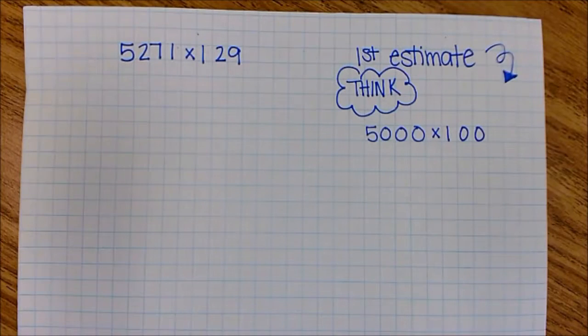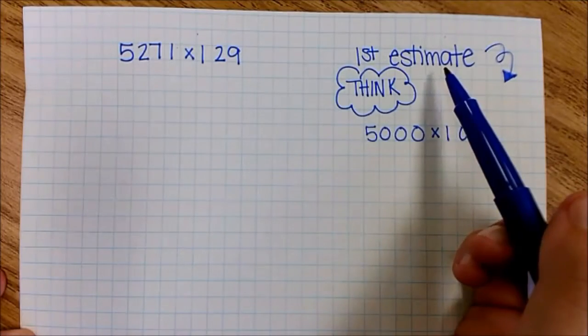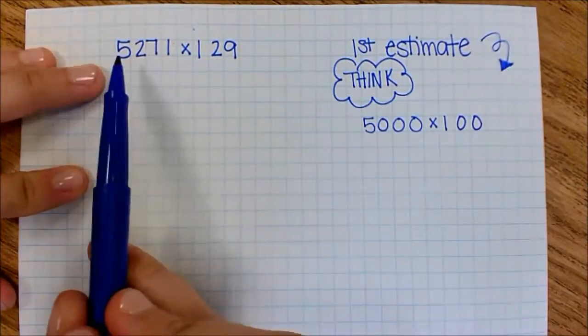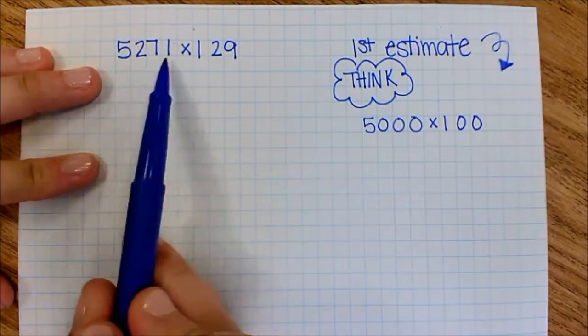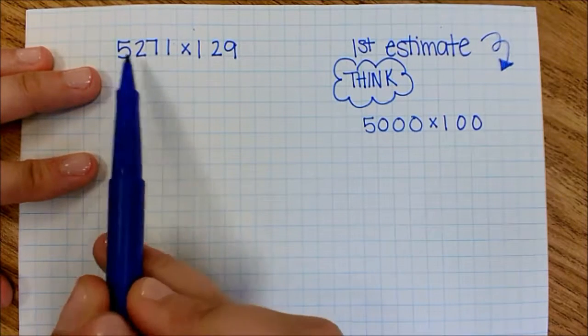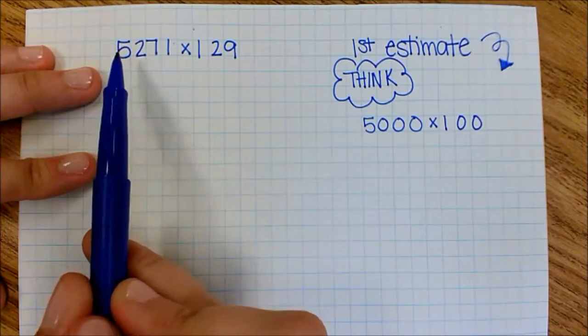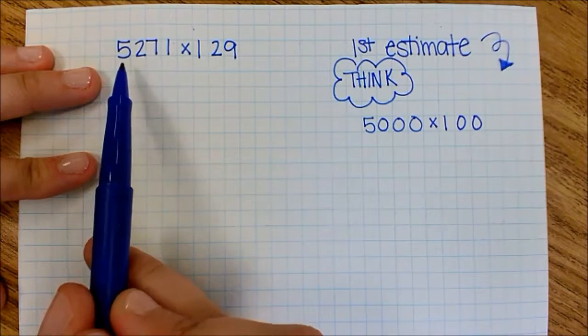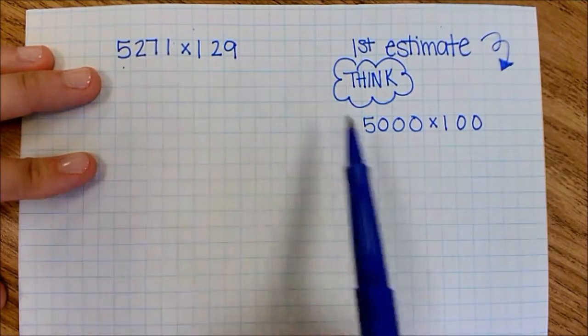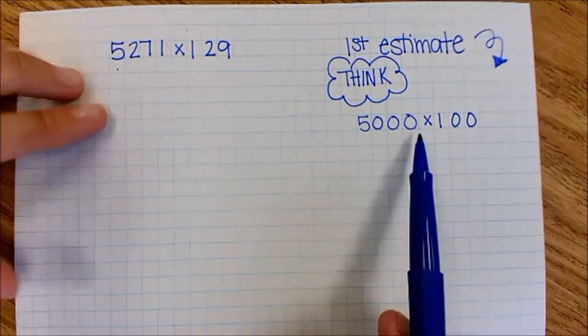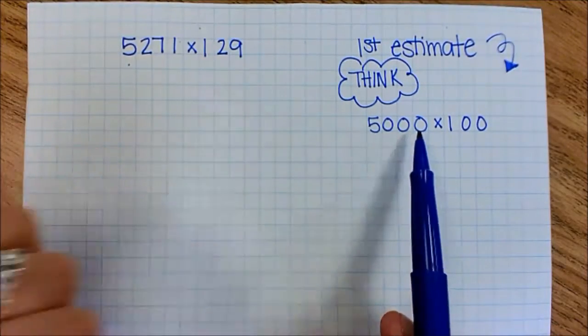I have this problem, 5,271 times 129. Before I do anything, I want to first estimate. So I want to think, what can I turn 5,271 into? What can I round it to? Well, this 2 next to the 5 is telling me that I should probably keep this 5 the same. I shouldn't move it, shouldn't touch it. So I'm going to keep the 5, and everything after it turns into a 0.